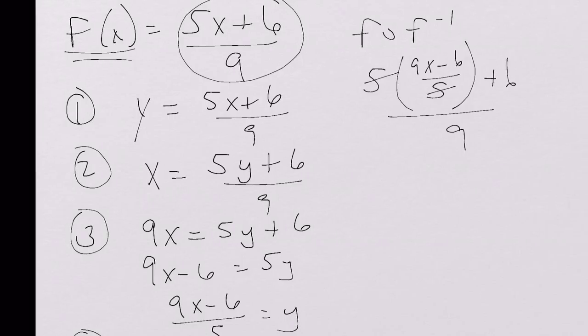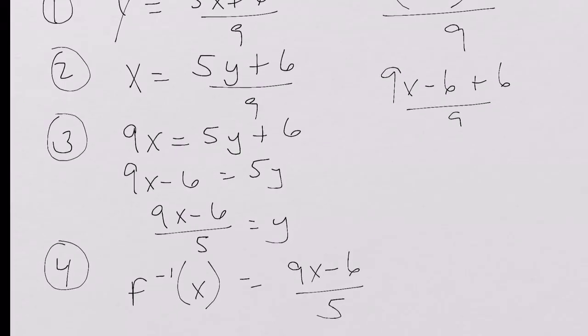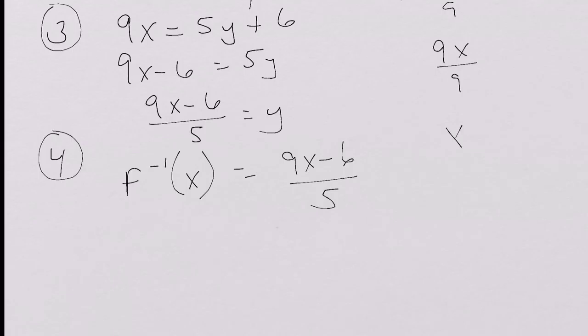The 5's cancel out, so I'm left with (9x minus 6 plus 6) over 9, which gives me 9x over 9, which gives me x. That verifies algebraically that my function and its inverse are inverses of each other.